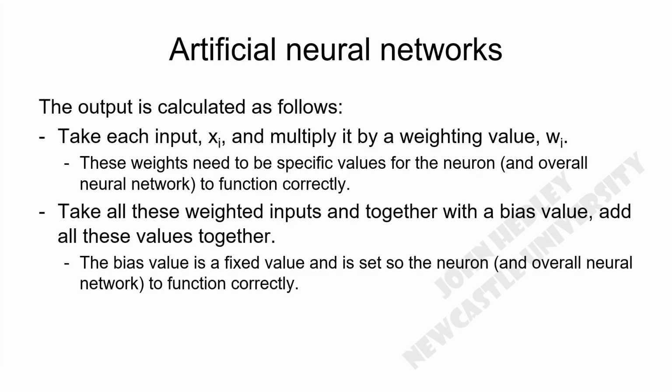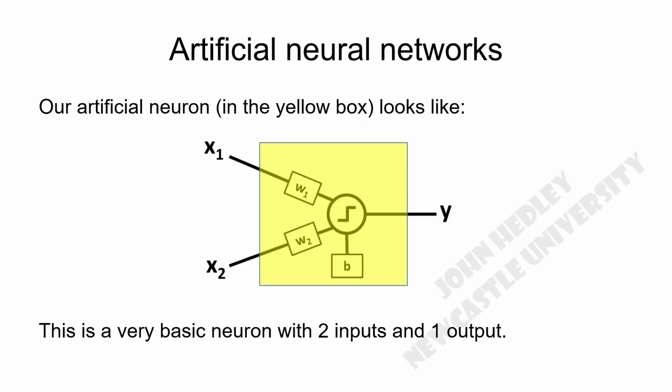What we do to process this incoming signal is take each input and multiply it by the weighting value W. These weighted signals are then added together, along with the bias term B. So in this case we have x1 times W1 plus x2 times W2 plus B.